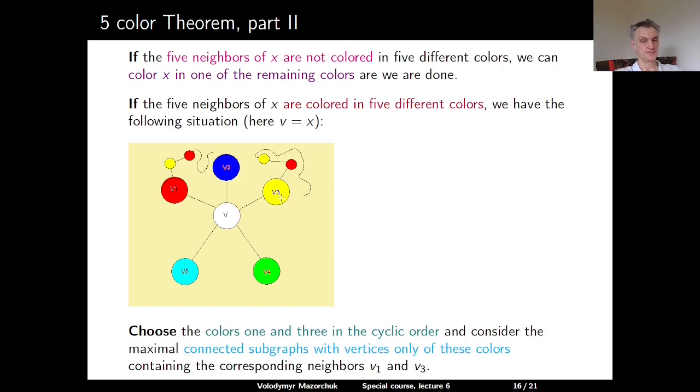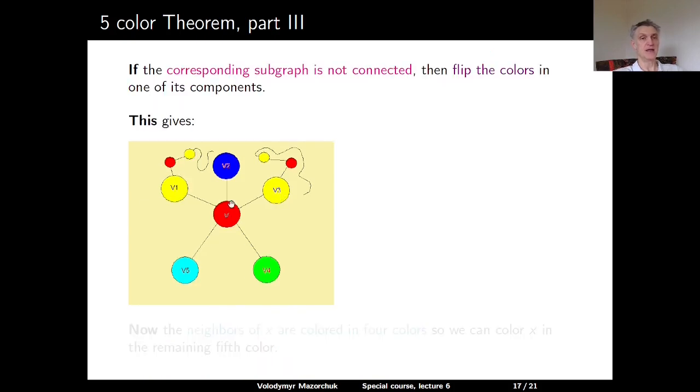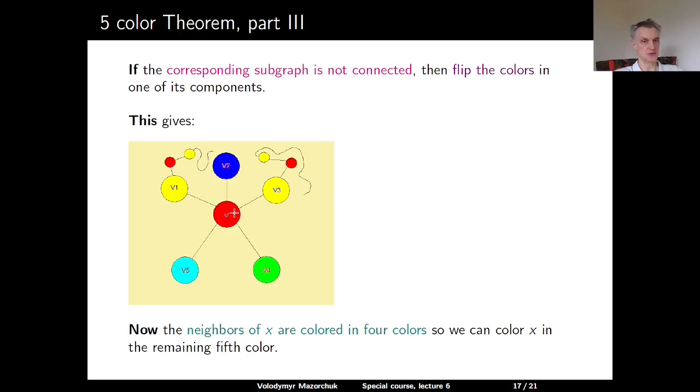There are 2 cases. First case, that this subgraph is not connected. We cannot come from this vertex to this vertex by changing colors. If this is not connected, we can swap color 1 and 3 in one of these connected components, and now we have the situation when the 5 neighbors of our vertex X are colored in 4 different colors. So we can color the vertex X in the remaining 5th color. And we are done. So this case is not possible.